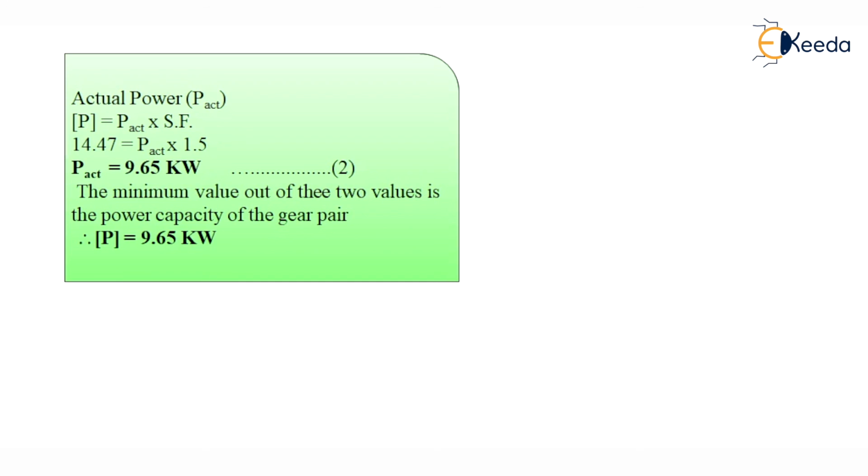The minimum of these two values is taken as the power capacity for the gear pair, that is P is equal to 9.65 kilowatt. So this way we have found out the power transmitting capacity for the helical gear with the given data. Thank you.